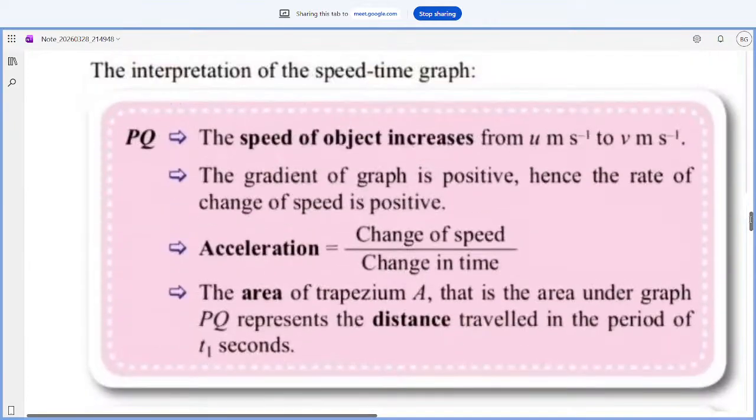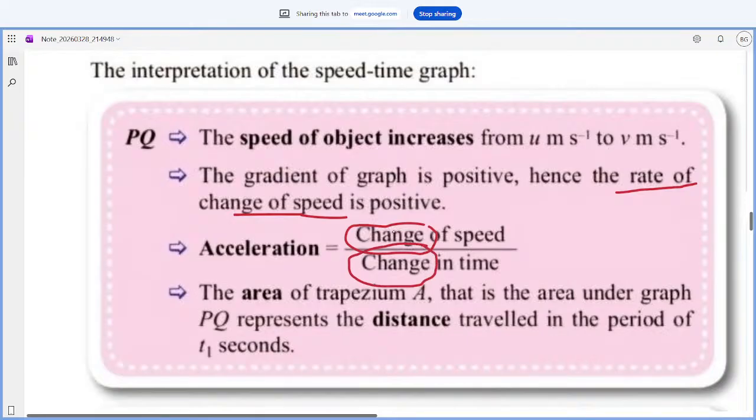So basically for PQ, they're saying the speed is increasing, gradient positive, so rate of change of speed, which is acceleration. Pecutan is positive. So acceleration is change of speed over change in time. The change is very important, guys. We are talking about change, means the difference, perubahan.